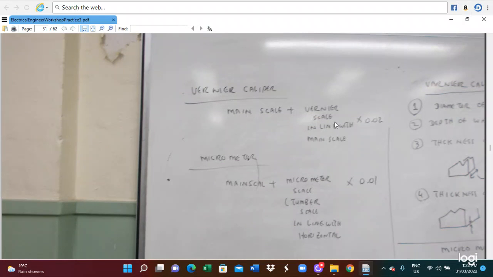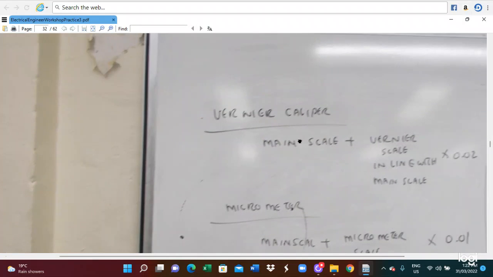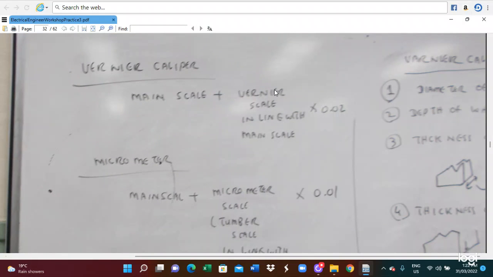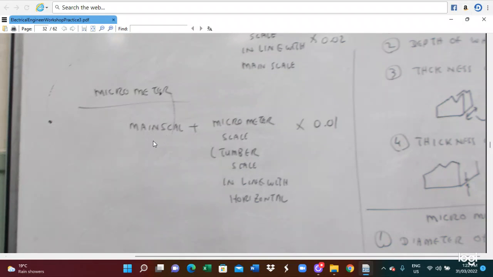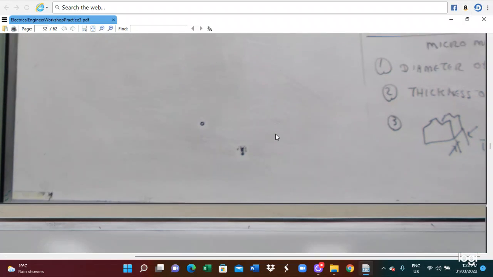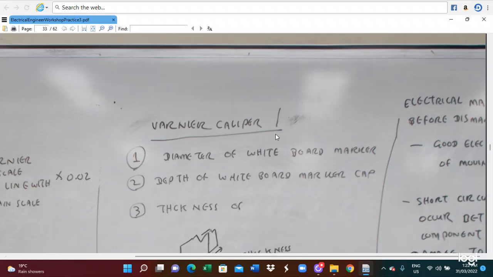For the vernier caliper, we can utilize this equation: main scale plus the vernier scale indication in line with the main scale, multiplied by 0.02. This is the vernier meter reading. The micrometer is the main scale plus the micrometer scale, the thimble scale in line with the horizontal line, multiplied by 0.01. So this is for the vernier caliper connection.